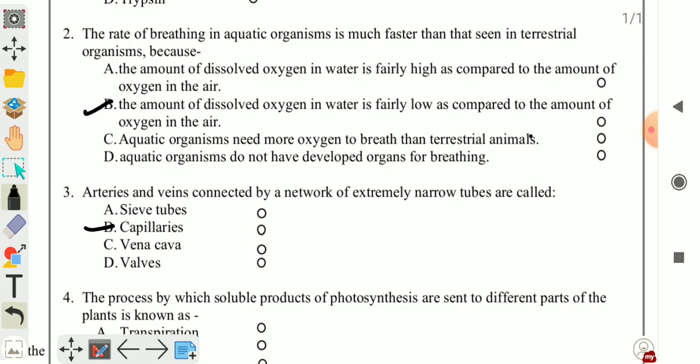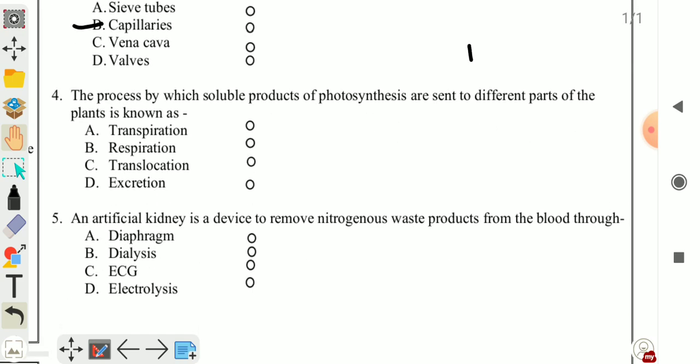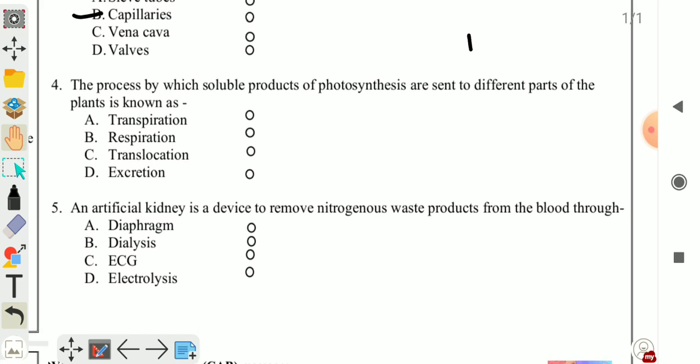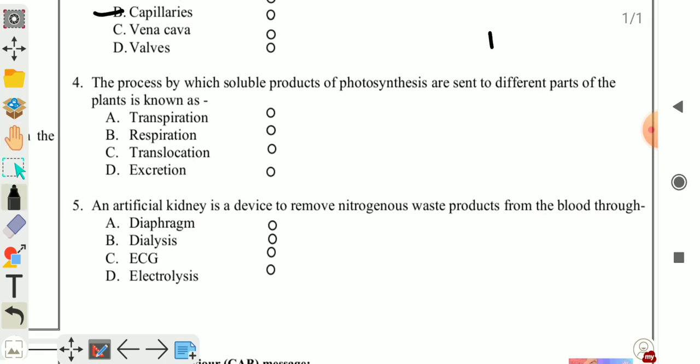Capillaries. Question number 4. A process by which soluble products of photosynthesis are sent to different parts of the plants is known as? क्या कहते हैं इस process को? A. transpiration, B. respiration, C. translocation, and D. excretion. So the correct answer will be C.